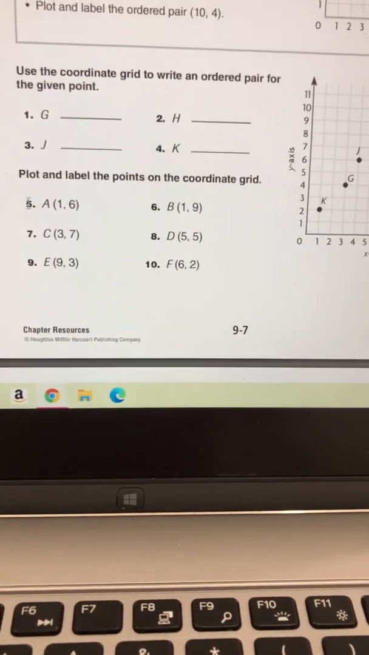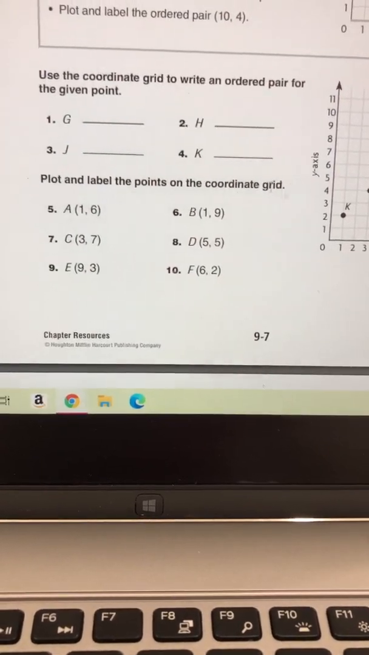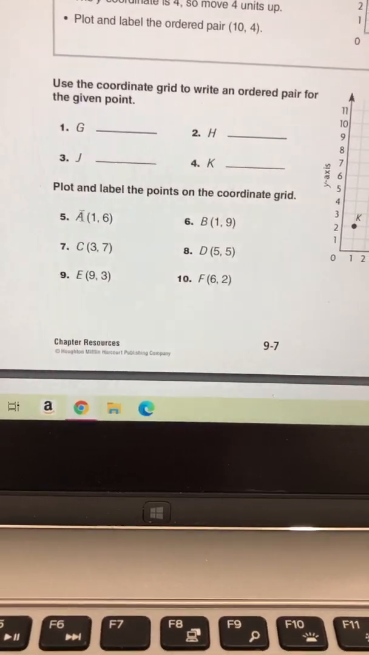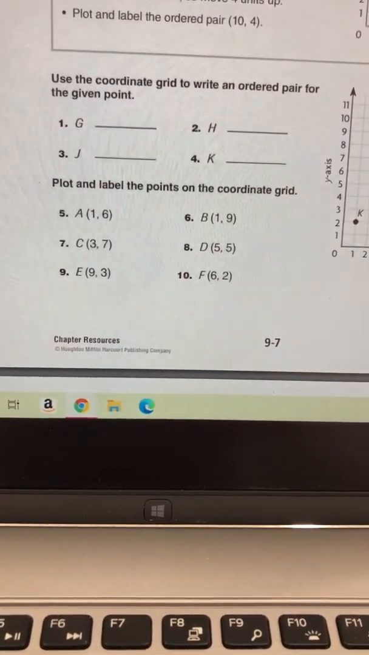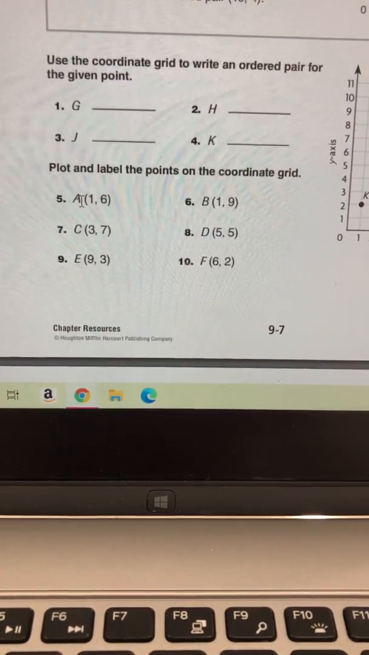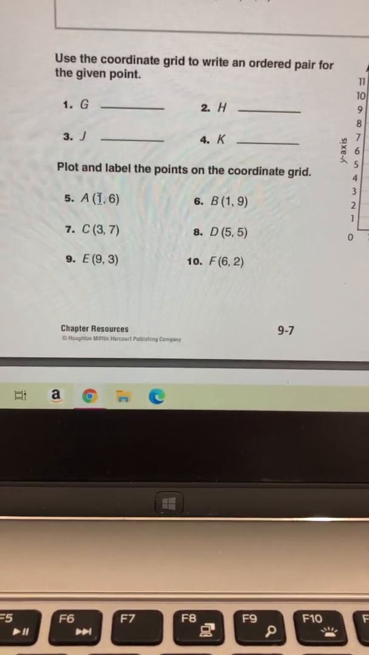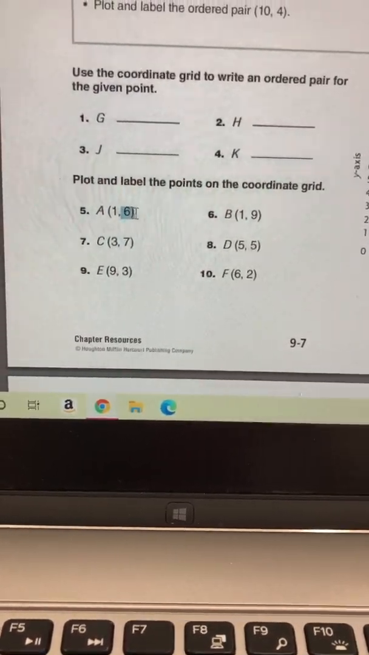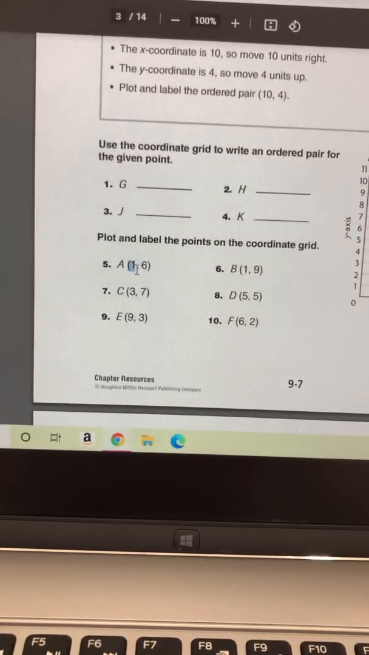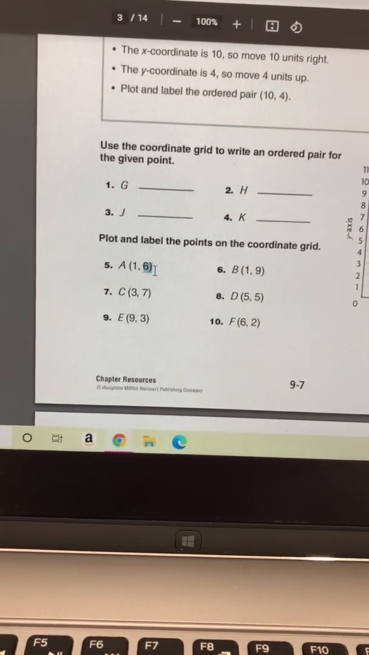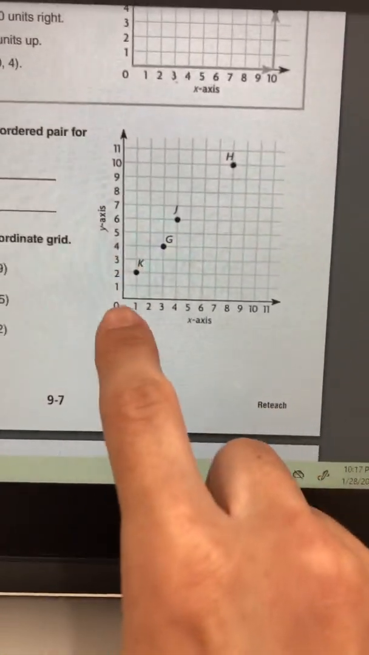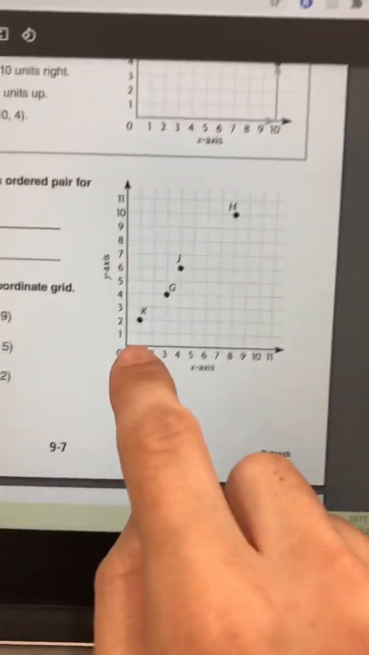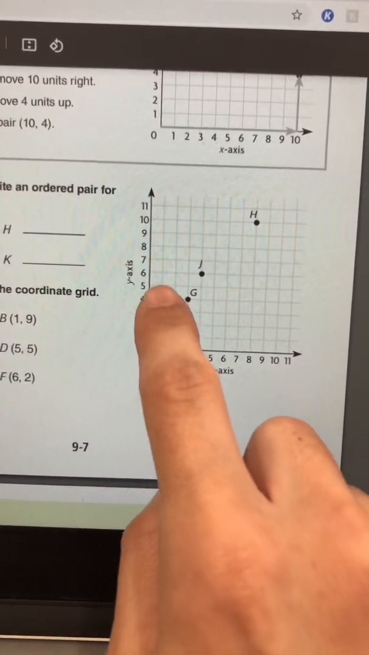Let's do this one. Now they want us to plot and label the points on the coordinate grid. So now we're going to take the ordered pair they give us and write the letters in the grid. So we're going to place the letter A using the ordered pair 1, 6. Remember that the first number is the x-axis and the second number is your y-axis. So we're always going to run to the first number and then jump to this one. So starting at the origin, we run to 1, right? Because they said 1, 6. So from 0, we run to 1 and jump up to 6.